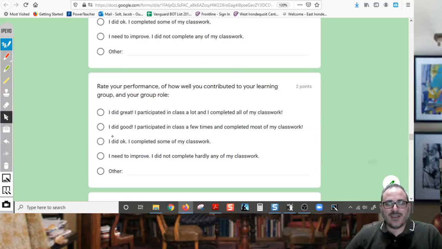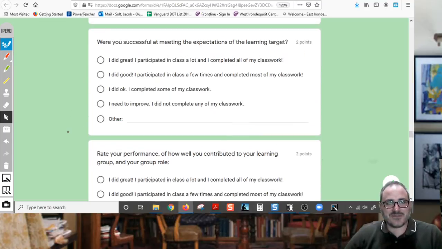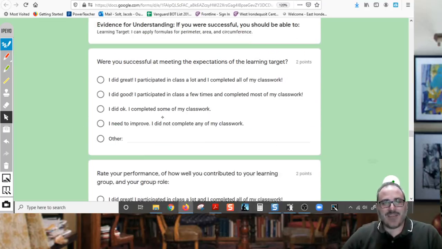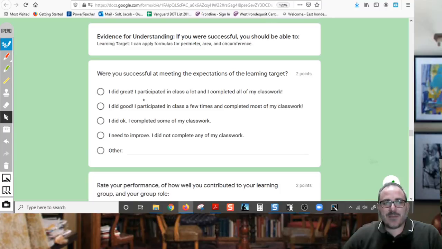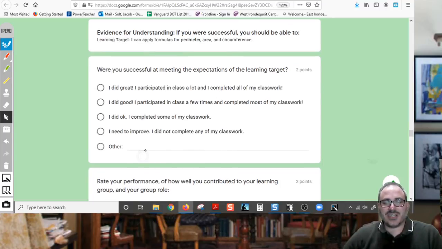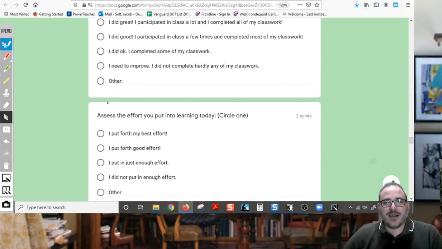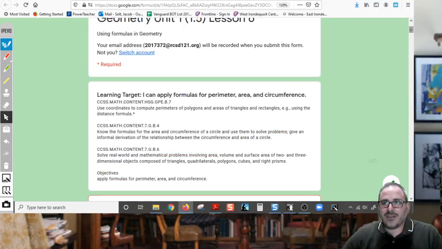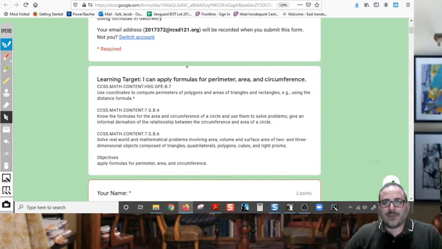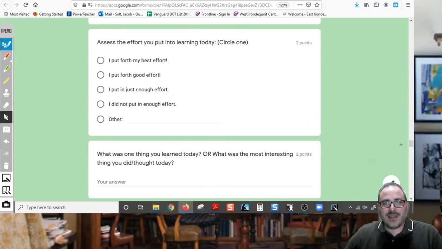You're not in a group right now, so scratch this. This was for the classroom. When I first designed this, I was hoping to have this for the classroom. Tell me how successful you were at reaching the learning target. Remember, the learning target was that you can use formulas to find perimeter, area. I can apply formulas for perimeter, area, and circumference. That's the learning target. Tell me how well you achieved it.